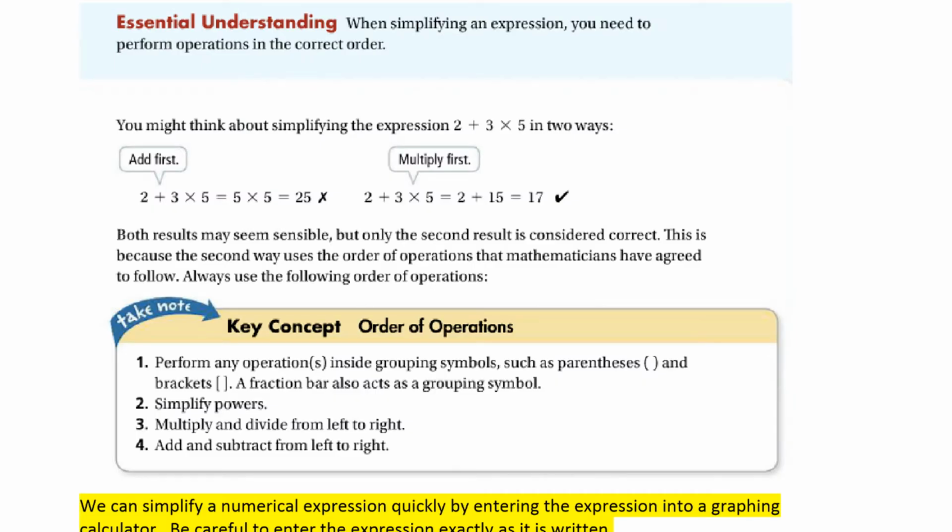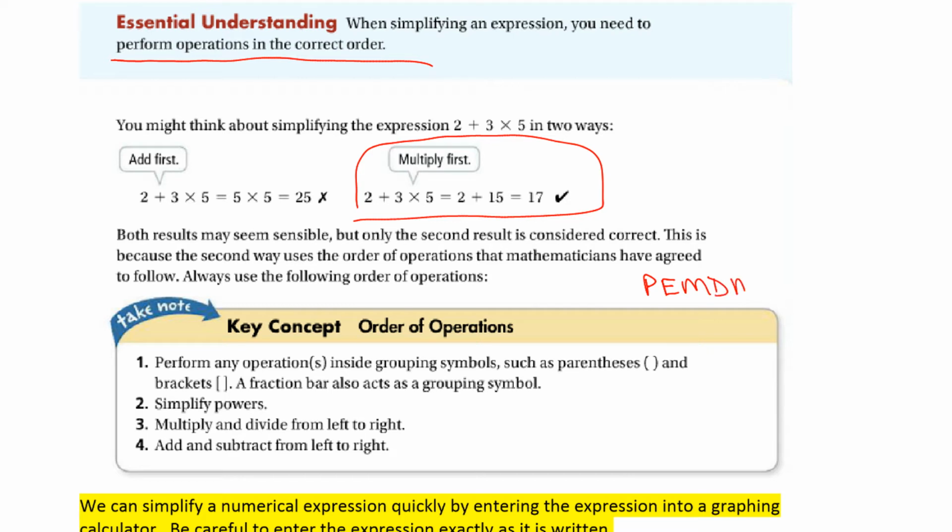When simplifying an expression, you need to make sure you perform the operations in the correct order. You can think about simplifying the expression in 2 ways. You could add the 2 and the 3 first, or you could multiply the 3 times 5 first. Only one way is correct. That is the multiply first. And that is because when we are following our order of operations, we follow a specific order.